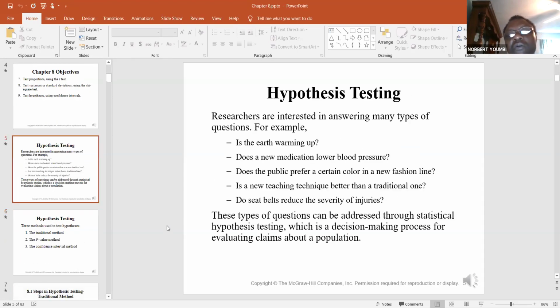Examples of statements could be like, is the earth warming up? Does a new medication lower blood pressure? Those are several questions that people ask, and they have parameters for which they might want to use a statistic to decide if the statement about the parameter is true or not.